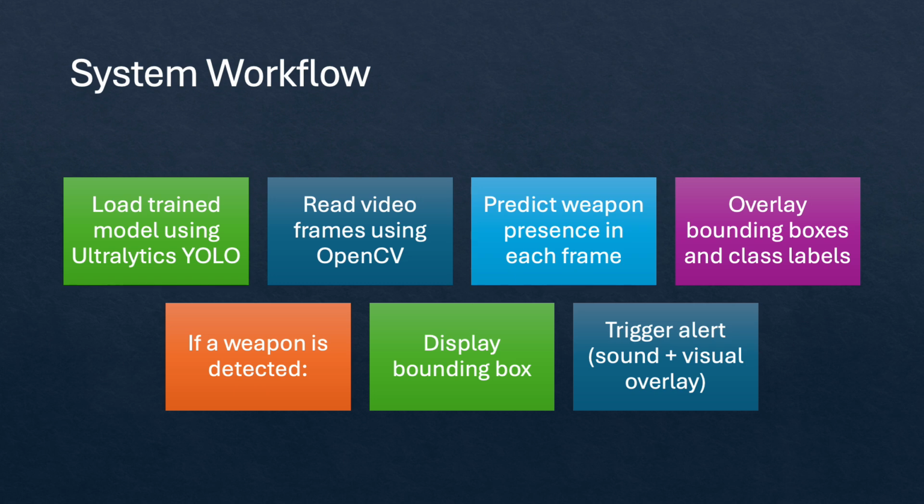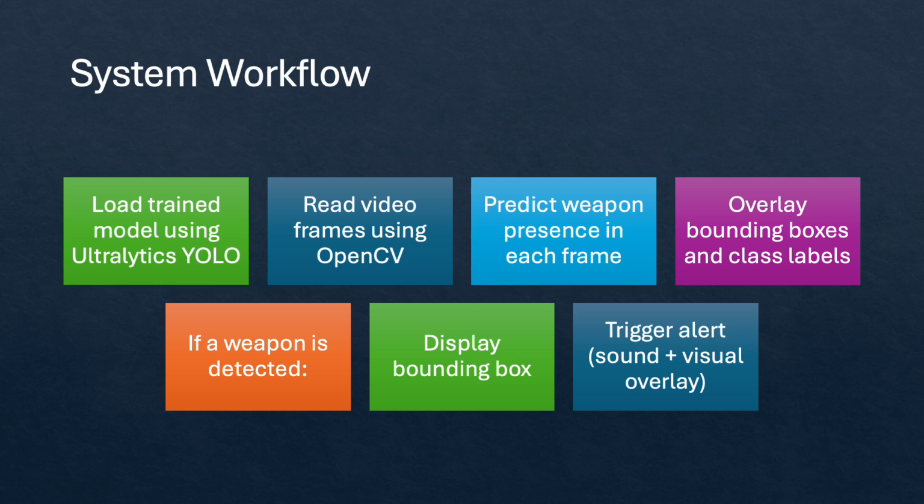The model performs object detection on that frame and checks if it contains any known weapon classes such as guns or knives. If a weapon is detected, the model returns a bounding box and a label with the detection confidence. This bounding box is then drawn on the frame and the label is displayed in real time.